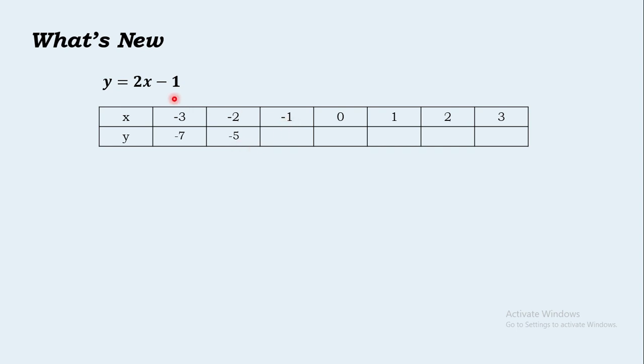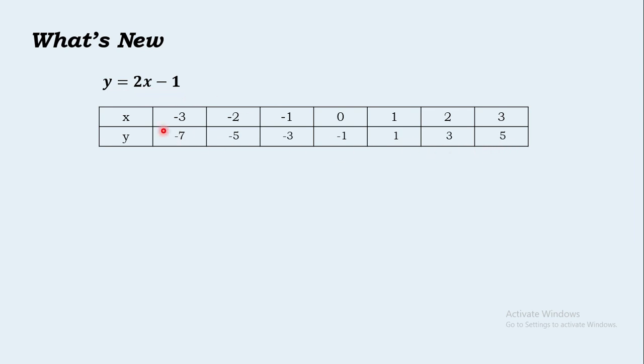Then for negative 1, that is 2 times negative 1 is negative 2, minus 1 is negative 3. For 0, that is 2 times 0 is 0, then minus 1 is negative 1. Then we have 1, that is 2 times 1 is 2, minus 1 is 1. Then the domain 2, that is 2 times 2 is 4, minus 1 is 3. And lastly, we have 2 times 3 is 6, minus 1 is 5.